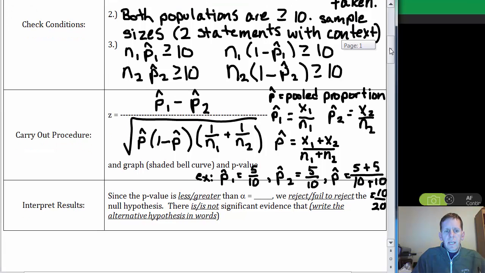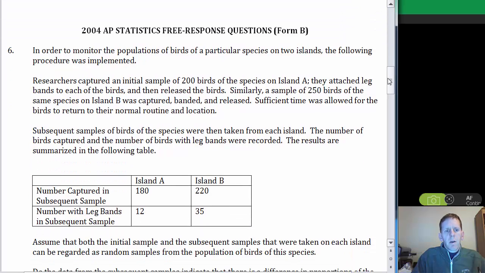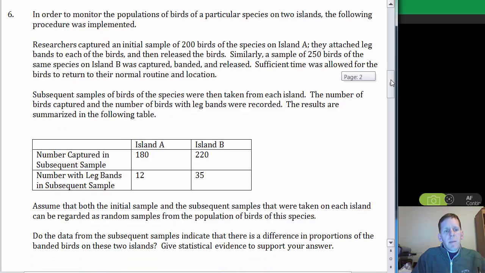As we move into the next page of our note sheet here, we're going to take a look at a problem from the 2004 AP exam that is going to use a 2 proportion z-test. What I'd like you to do is read through this example, try to work through the example and solve it out. Now, you'll probably run into some issues on step 3 this time, especially when calculating p hat. See what you can do with this. I'm going to give you an opportunity to pause the video, and then when we come back, we'll take a look at the solution to this problem.